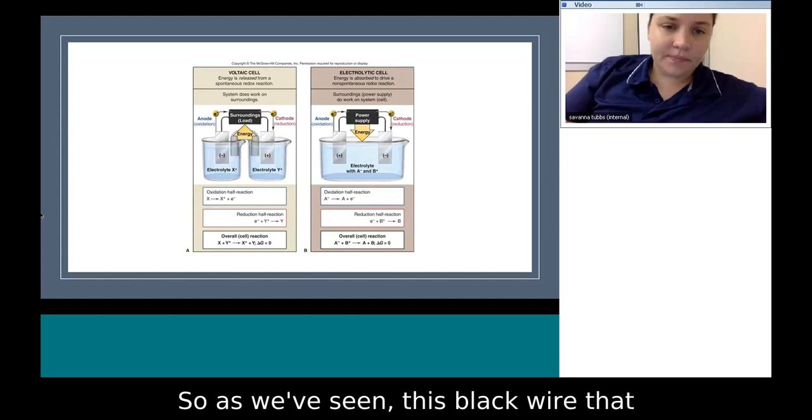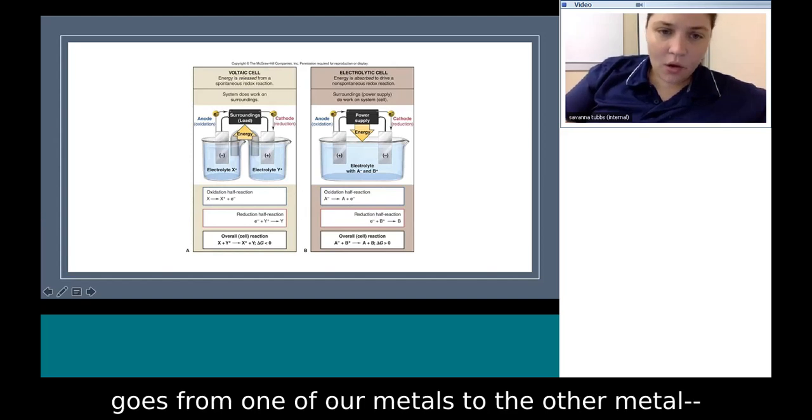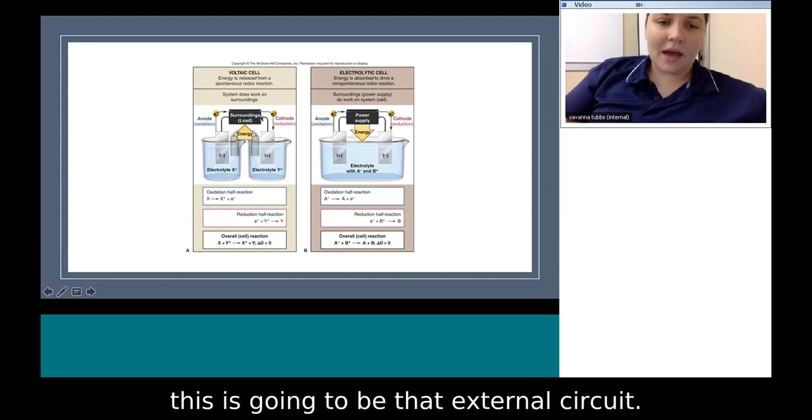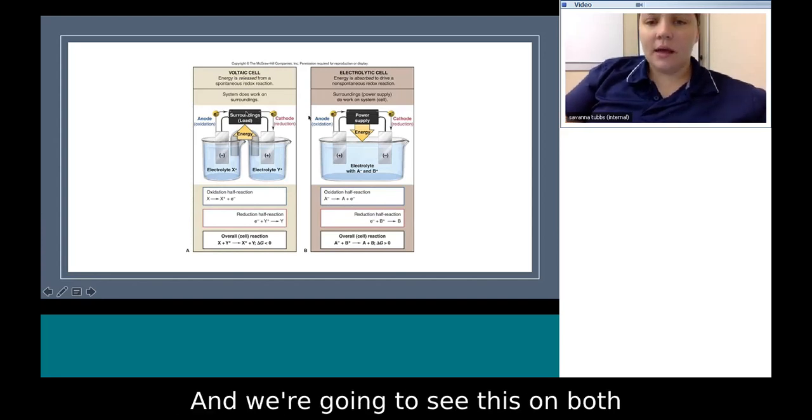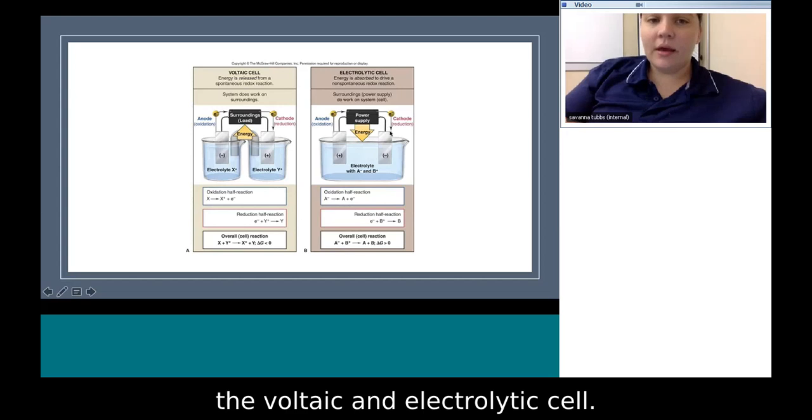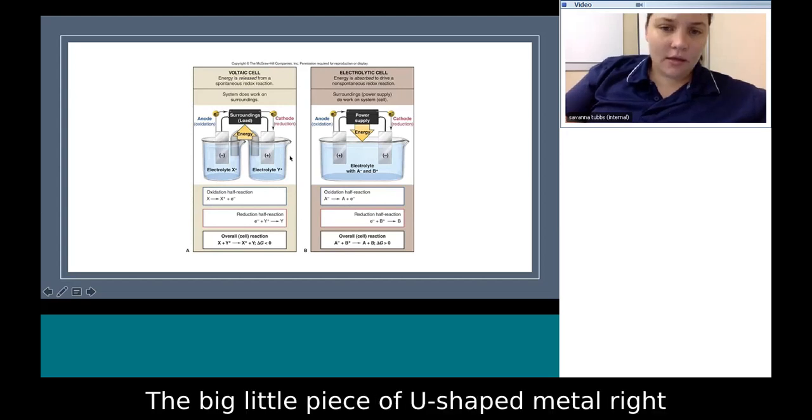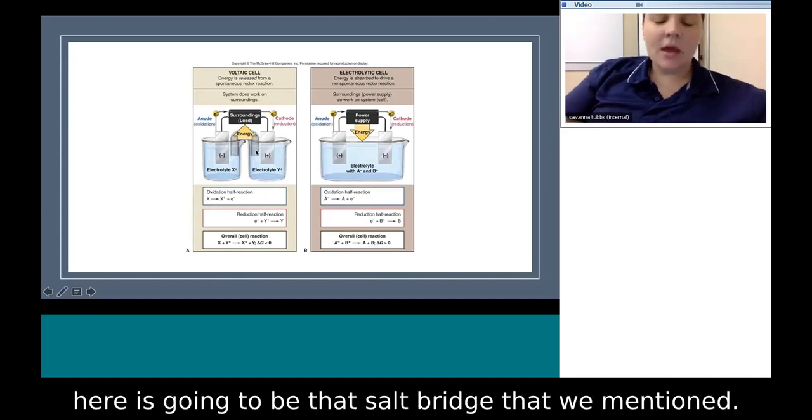As we see, this black wire that goes from one of our metals to the other metal is going to be that external circuit. And we're going to see this on both the voltaic and electrolytic cell. The little piece of U-shaped metal right here is going to be that salt bridge that we mentioned.